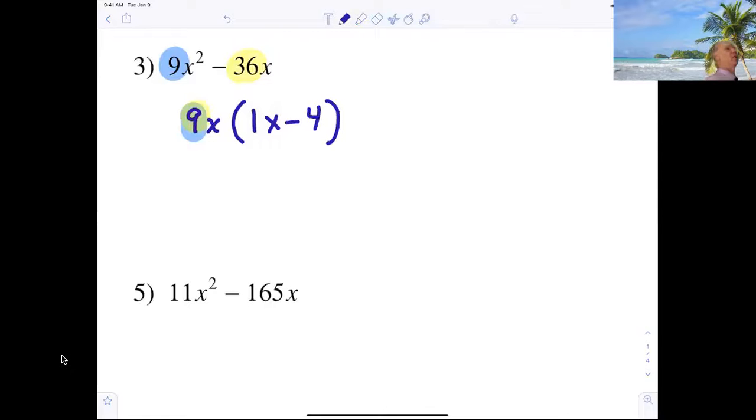That's the answer. Now, how do I know I'm right? Well, because I did the problem, but let's say I wanted to double check myself. I could just multiply. What's 9x times x? 9x squared. What's 9x times -4? 36x.